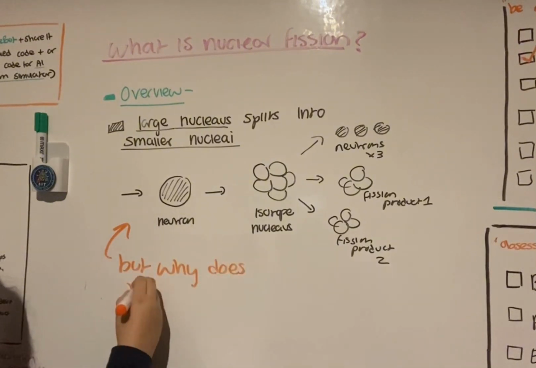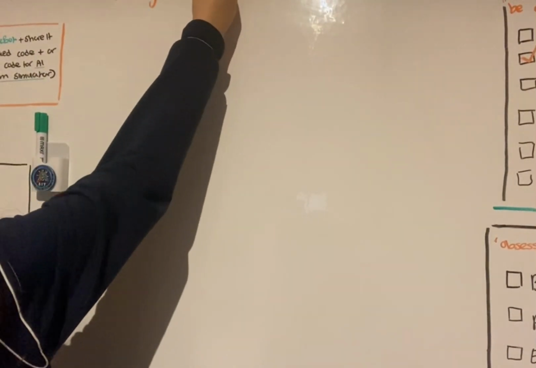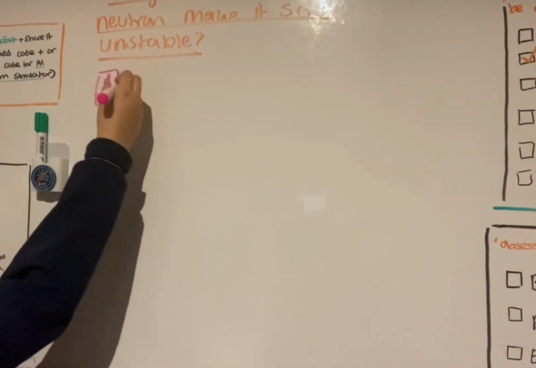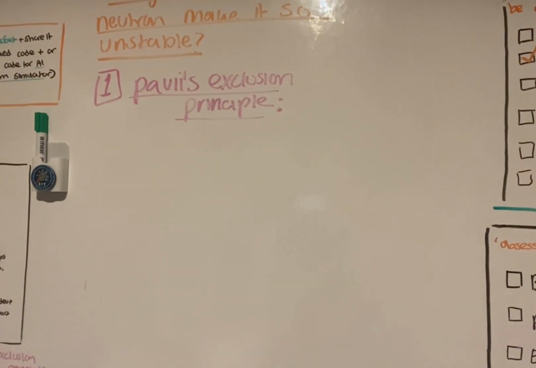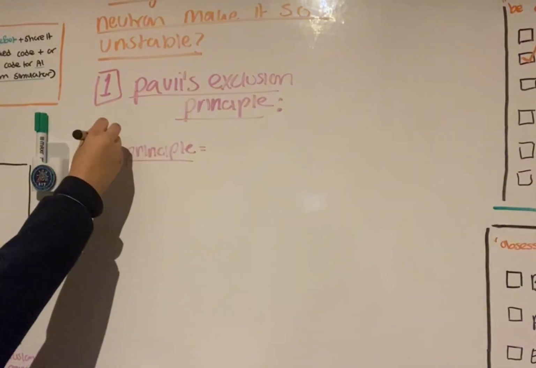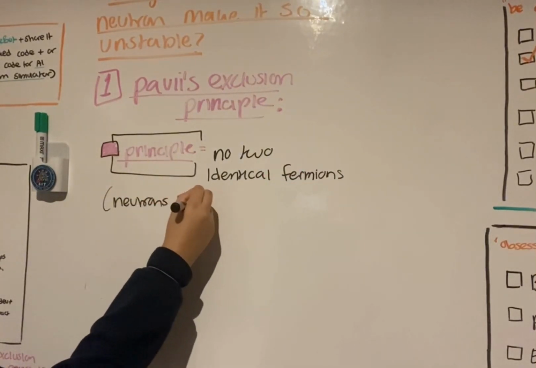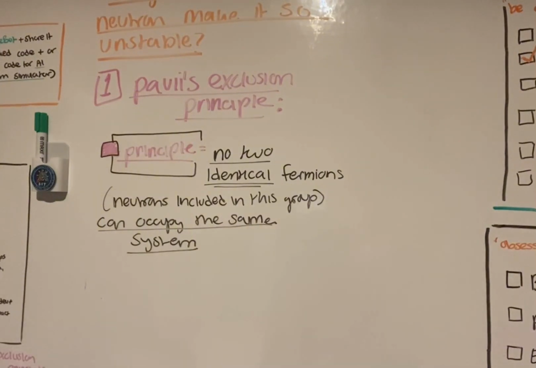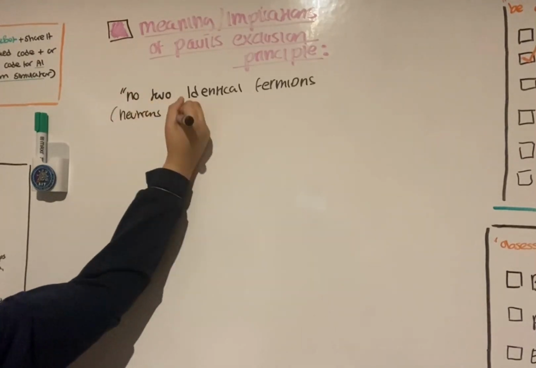But why exactly does this neutron make the isotope so unstable? The first concept we're going to need to know to understand why adding a neutron makes the isotope more unstable is Pauli's exclusion principle. The principle basically states that no two identical fermions, neutrons included in this group, can occupy the same system. So what exactly does this mean? So no two identical fermions, neutrons included, can occupy the same system.